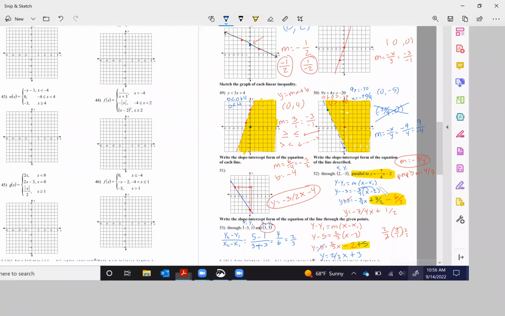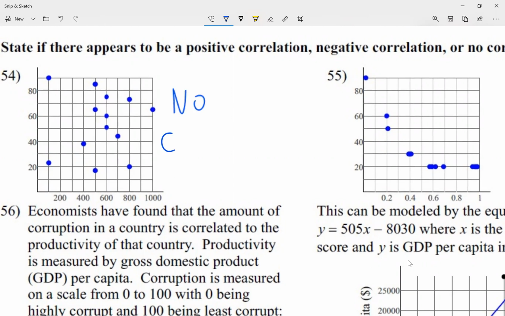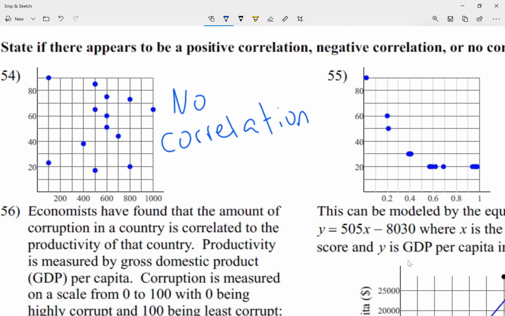Now let's go to number 58. Well, 54 in this case. We started looking at scatter plots. State if there appears to be a positive correlation, negative correlation, or no correlation. Does it look like the points are going up or down? I don't know. I cannot tell. We cannot tell, so we call this no correlation. We always read the points from left to right, okay? I cannot tell if it's going up or down. If it was going up, positive correlation. If it was going down, negative correlation.